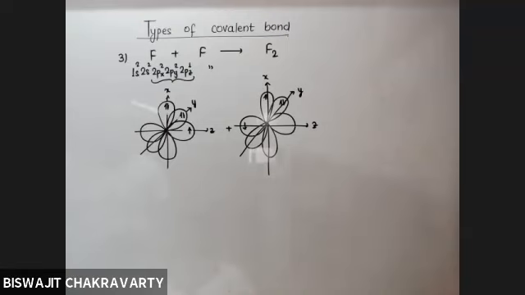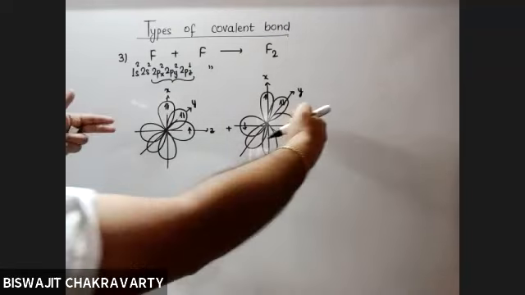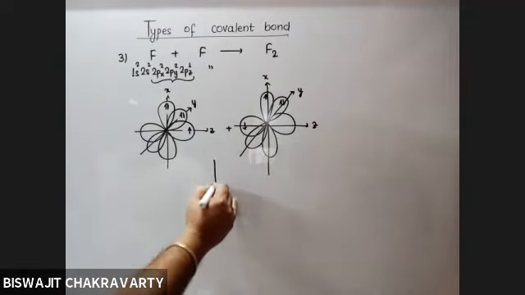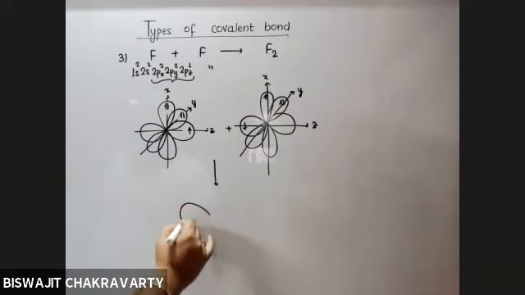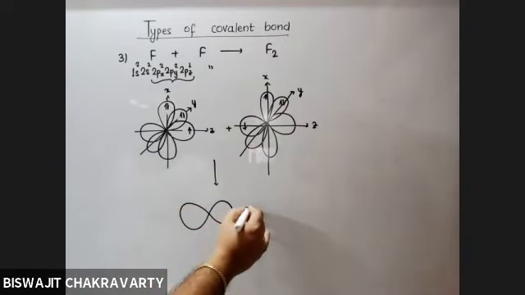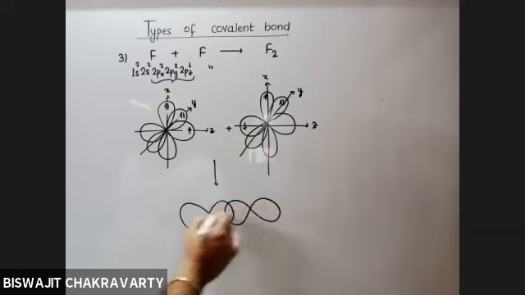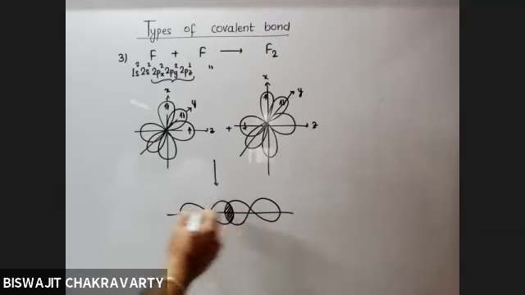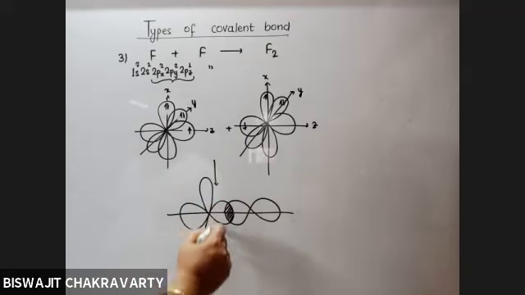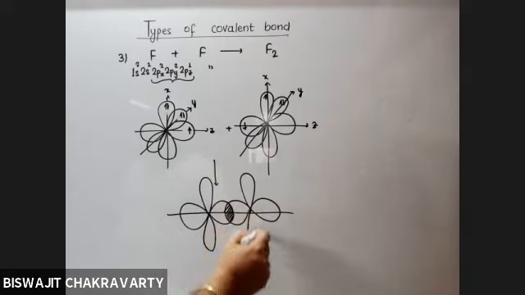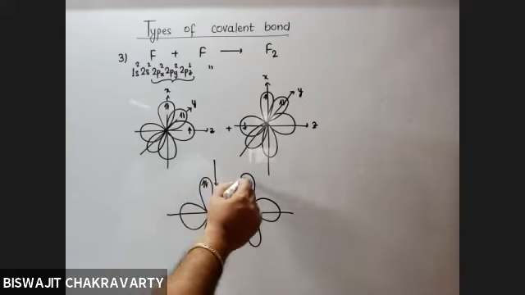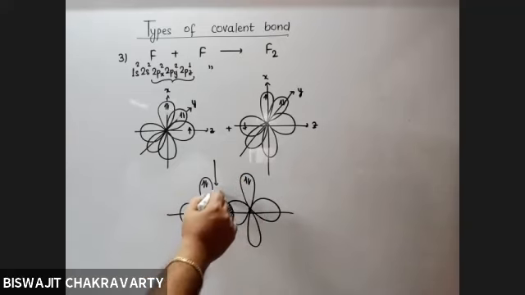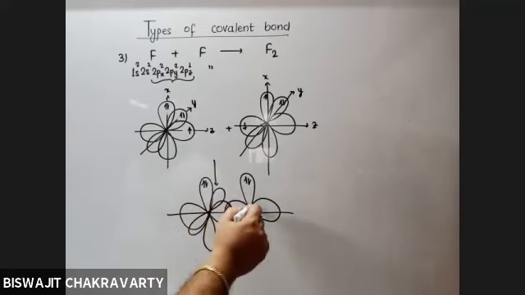So when they approach near each other via the internuclear axis, you will have again a sigma bond. Why? Because the region of overlapping is on the internuclear axis. Whereas the other p orbitals will not be involved in any bond formation because they have paired up electrons.